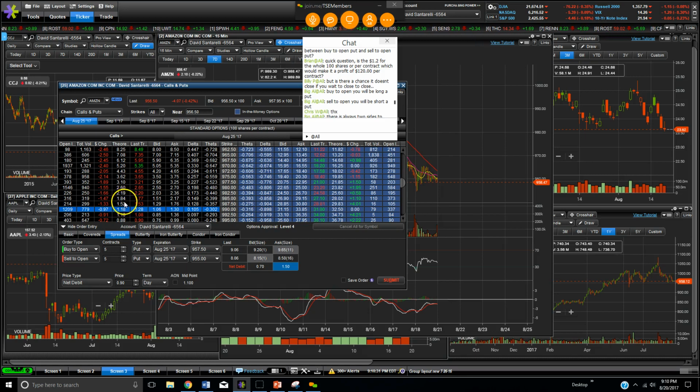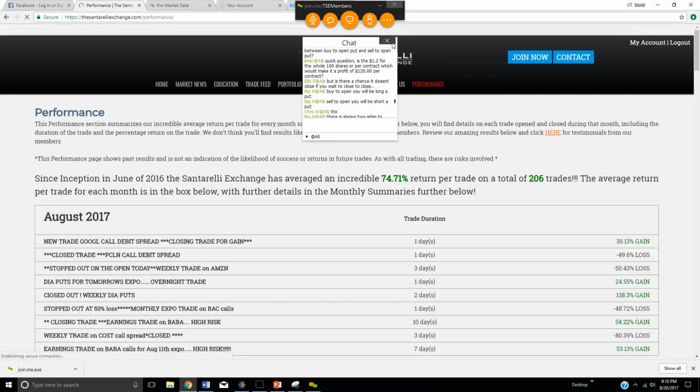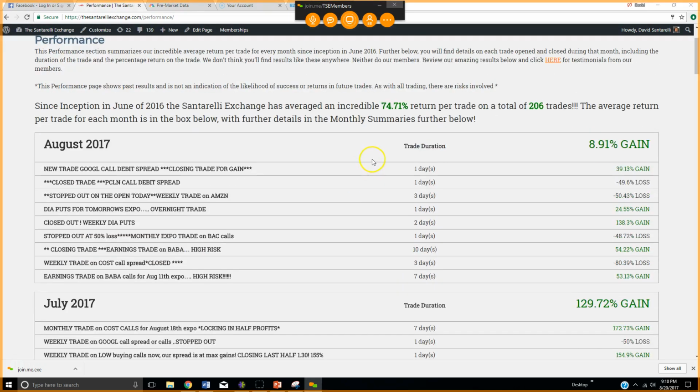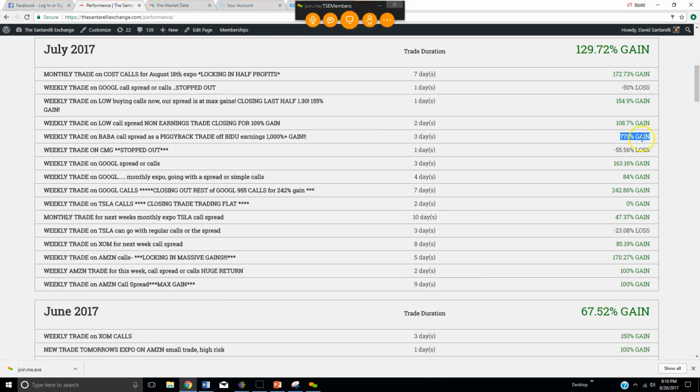Now there are instances where it's good to go out of the money. For example, we did a piggyback trade on Baba when Baidu had earnings. Right here, you see this 775% gain. We actually had a 1,200% return on this trade. And this was the actual alert that went out.